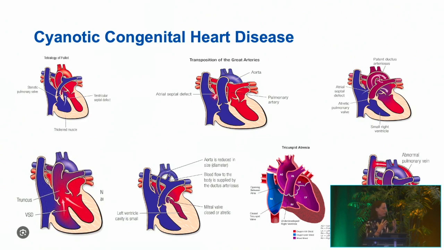And just a refresher for everyone. You have the VSD, and then the pulmonary circuit is stenosed. So you have pulmonary stenosis, that overriding aorta, and the thickened RV muscle. When that gets repaired, usually everything should be normal.